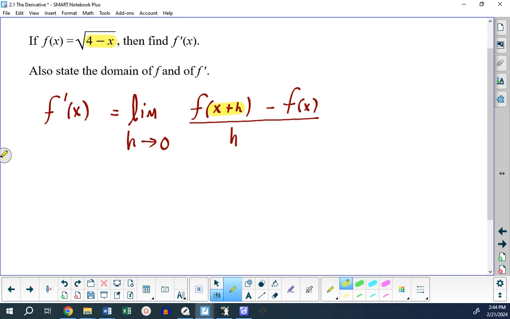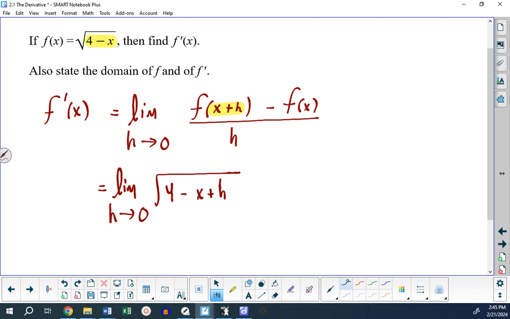And before today, when we had the a deal going on, if a was 5, you'd be putting 5 plus h in. Here we're putting x plus h. So this becomes, the derivative of the function is the limit as h approaches 0 of the square root of 4 minus (x plus h) minus the square root of 4 minus x, all over h.